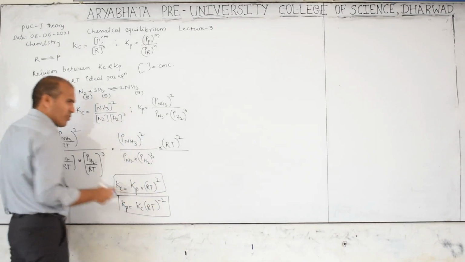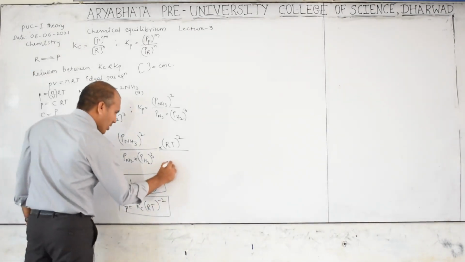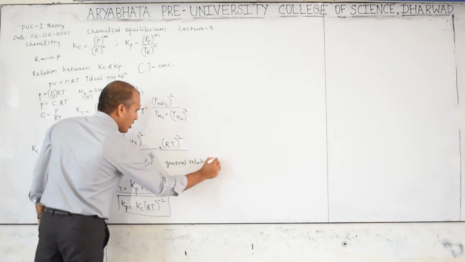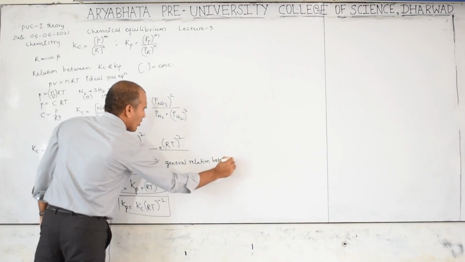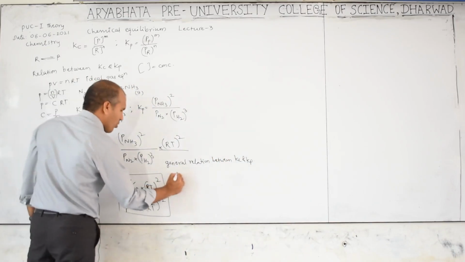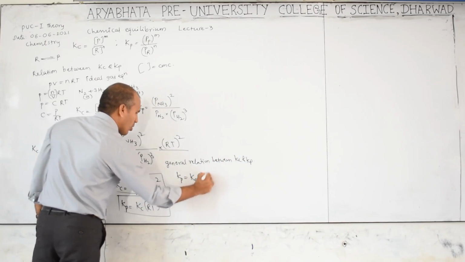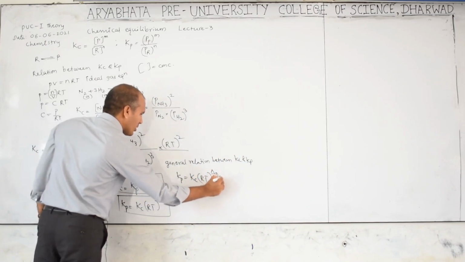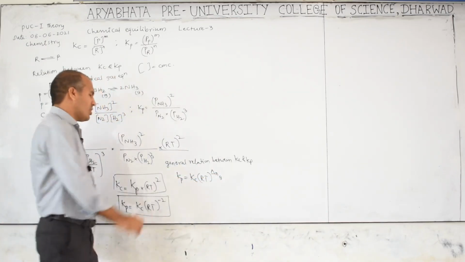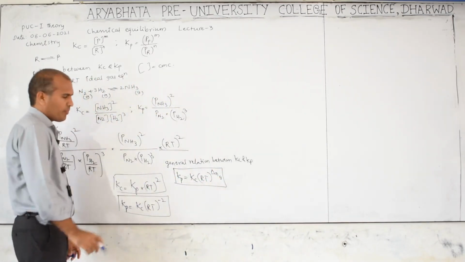Now, for each equation to solve it is somewhat difficult, therefore the general relation between Kc and Kp is applicable for all. Therefore Kp is equal to Kc RT whole power delta n g. Keep in mind this g indicates gas. This is a very important relation between Kp and Kc.